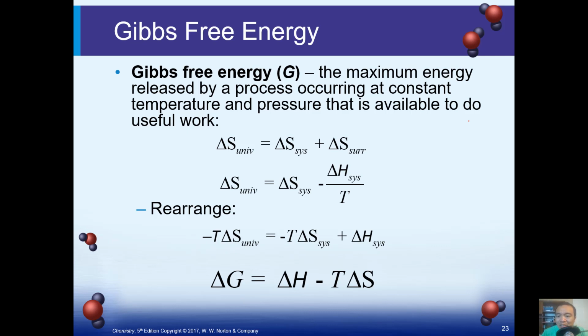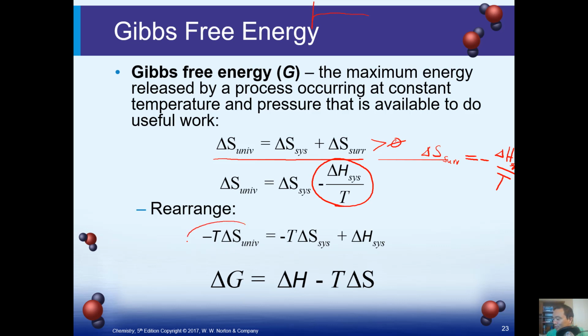We previously predicted spontaneity from the entropy of the universe. For a spontaneous process, this is greater than 0, and because we know delta S for the surroundings equals negative delta H for the system divided by T, you substitute this equation in and rearrange it. You will see on the left side you only have the universe as what you study, and over here on the right side everything is converted to some quantity related to the system.